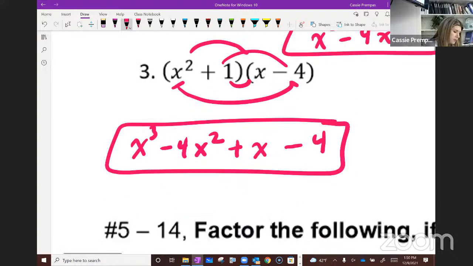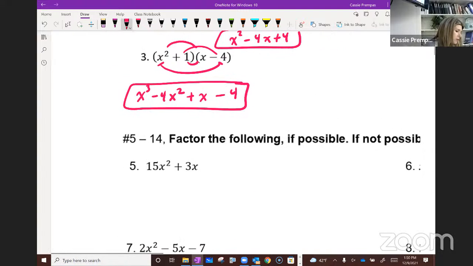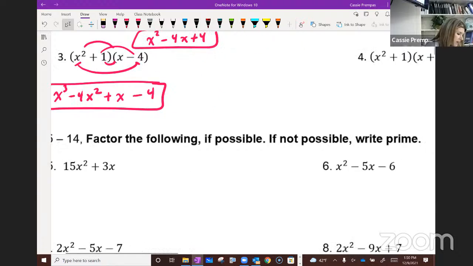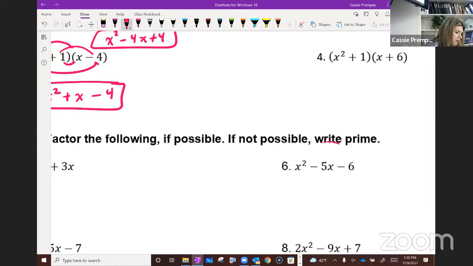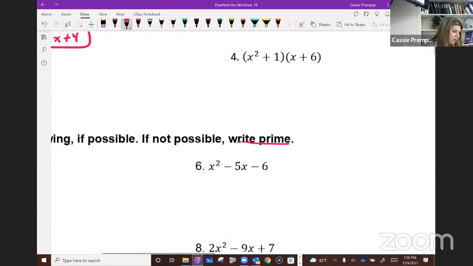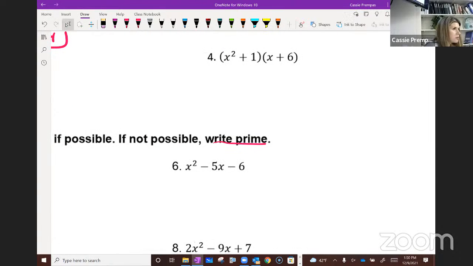Okay, number 4 is a repeat, so I'm going to jump to number 5 through 14 really. It says, factor the following if possible, if not possible, write prime. What would be the first step in all of factoring? GCF. Now, if you tend to forget that, that's something you could write on your note card. Step 1, look for GCF. I sometimes forget that, so that would probably be a reminder to me.